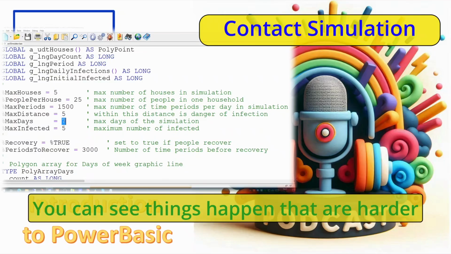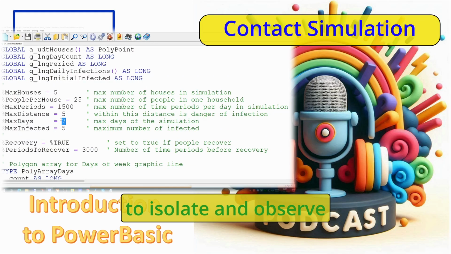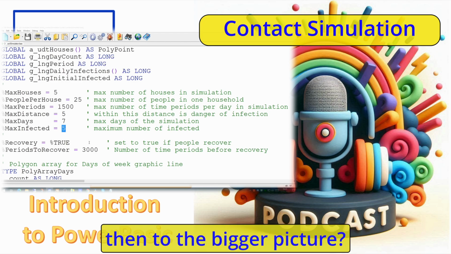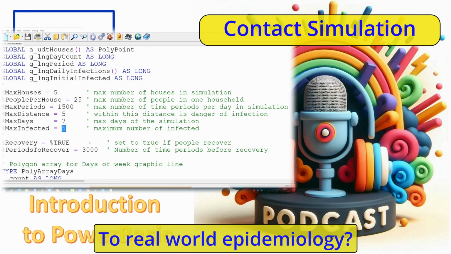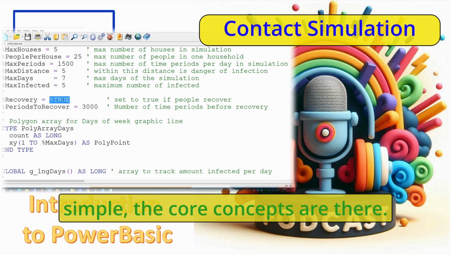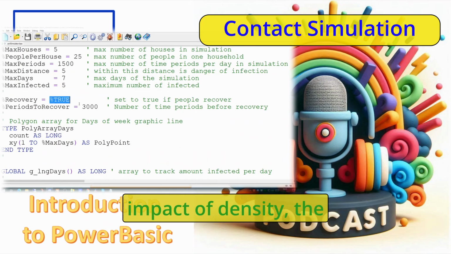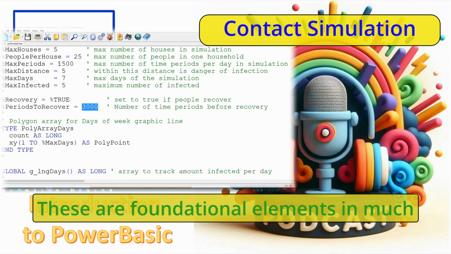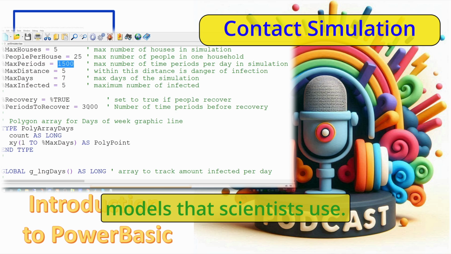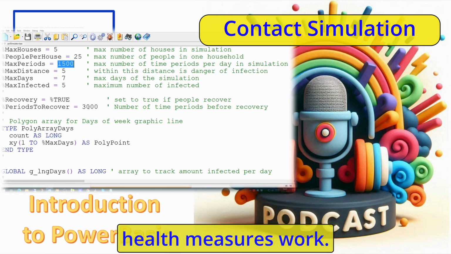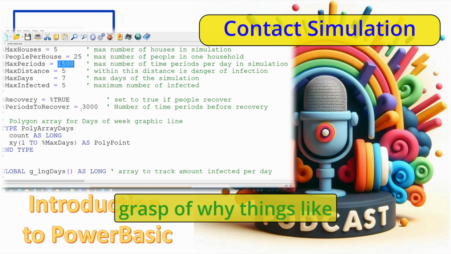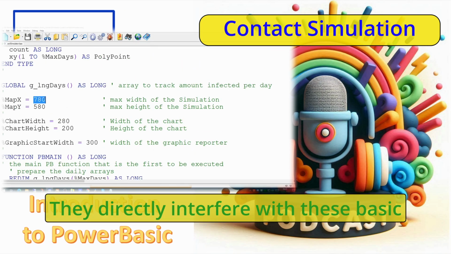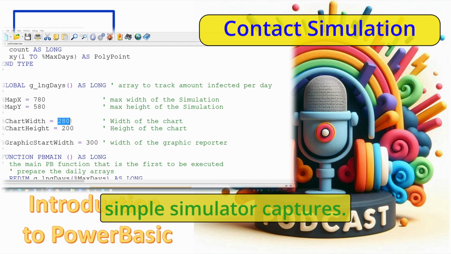Yeah, it's like a mini laboratory. You can see things happen that are harder to isolate and observe in the real messy world. How does this connect then to the bigger picture, to real-world epidemiology? Well, even though it's simple, the core concepts are there. Contact, transmission probability, the impact of density, the effect of recovery or removal. These are foundational elements in much more sophisticated models that scientists use. So it helps visualize why public health measures work. Exactly. It gives you that intuitive grasp of why things like distancing or isolation are recommended. They directly interfere with these basic mechanisms of spread that even this simple simulator captures.